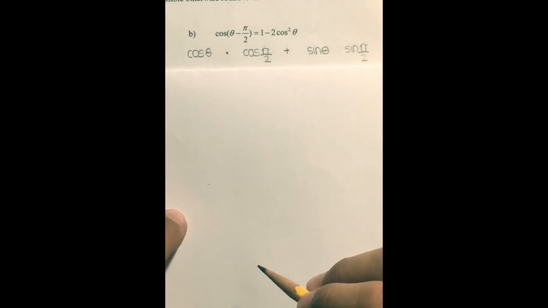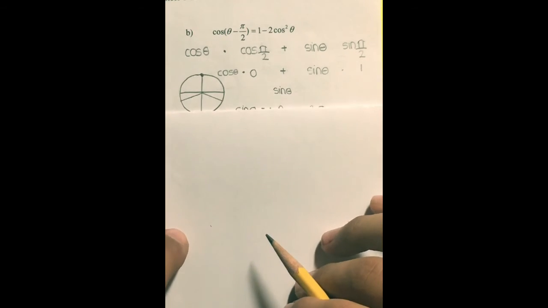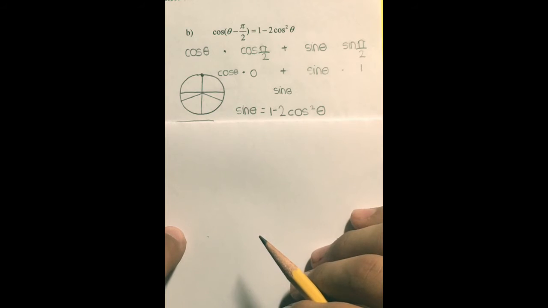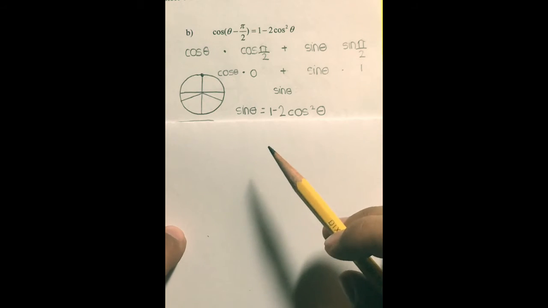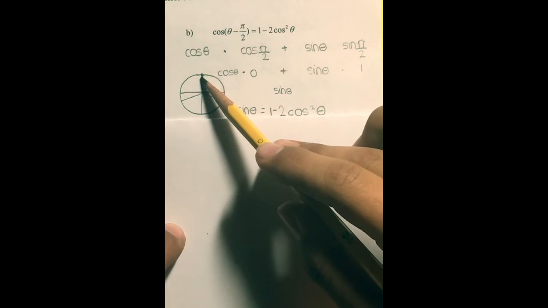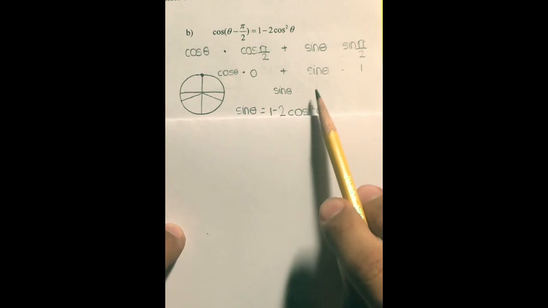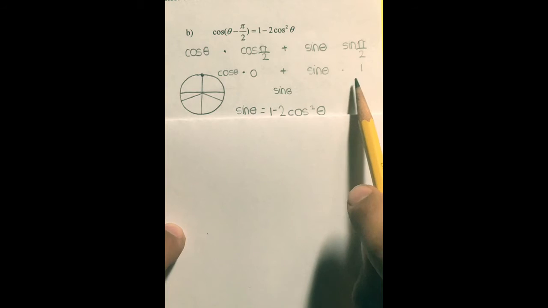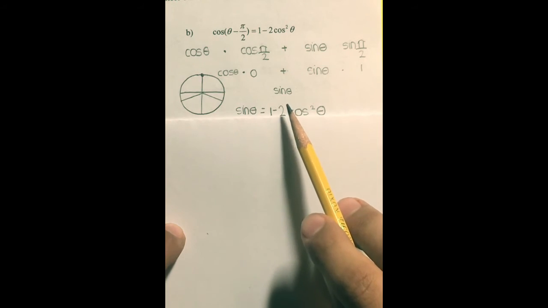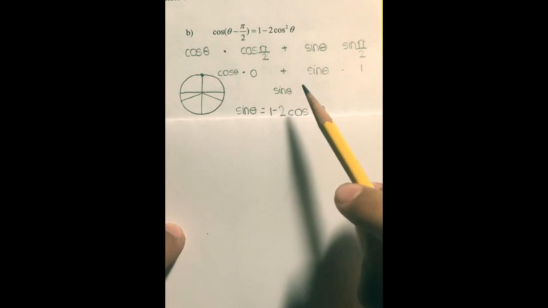So if we go to our unit circle, we can see that cosine pi over 2 is 0. So we have cosine theta times 0, which equals 0. And then for sine, we can see that sine pi over 2 equals 1. So now it becomes sine theta times 1, which becomes sine theta. Now we add the two together, sine theta plus 0, which equals sine theta.